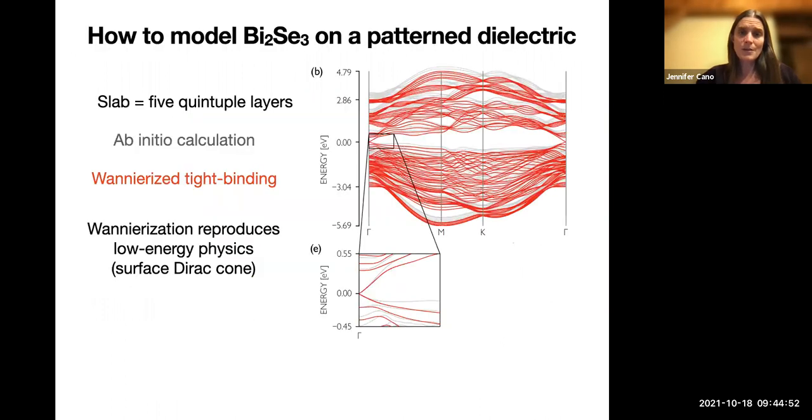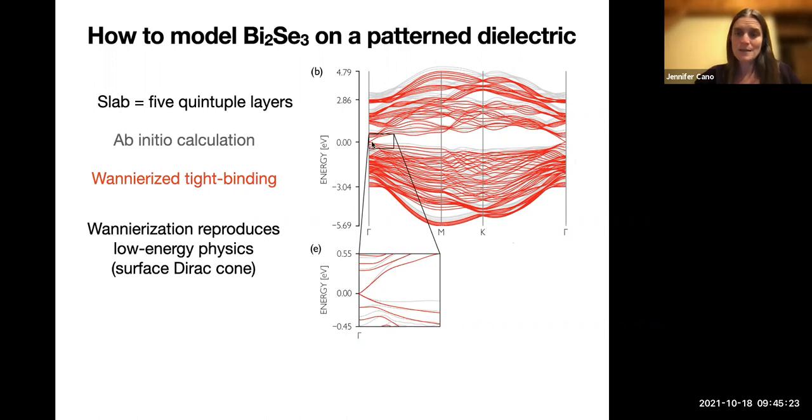So what we do is we're going to model that potential on bismuth selenide through an ab initio model. Previously, I don't think I said this, but in our previous toy model, we were just using the Bernevig-Hughes-Zhang model in 3D. So it's a toy model of a 3D TI. So here, what we do is we make a slab of bismuth selenide. So it's 5 quintuple layers. That's what this gray band structure is showing. And on top of the gray is the band structure of our Wannierized tight-binding model.